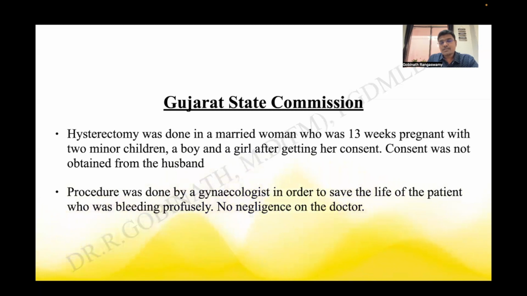Whereas in this case, this particular person was bleeding profusely, and an emergency hysterectomy had to be done to save the life of that patient. So it was done by an eminent gynecologist. So a qualified person performed that procedure under emergency situations in order to save the life of the patient. So here there is no negligence on the part of the doctor.